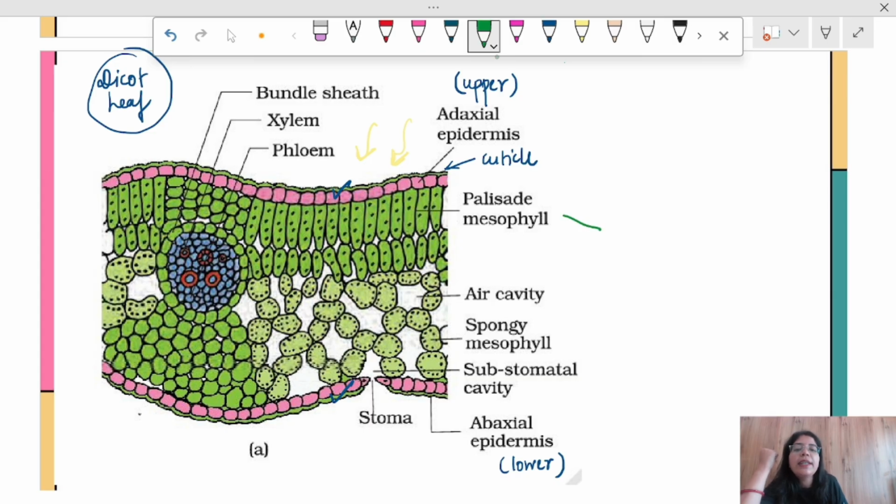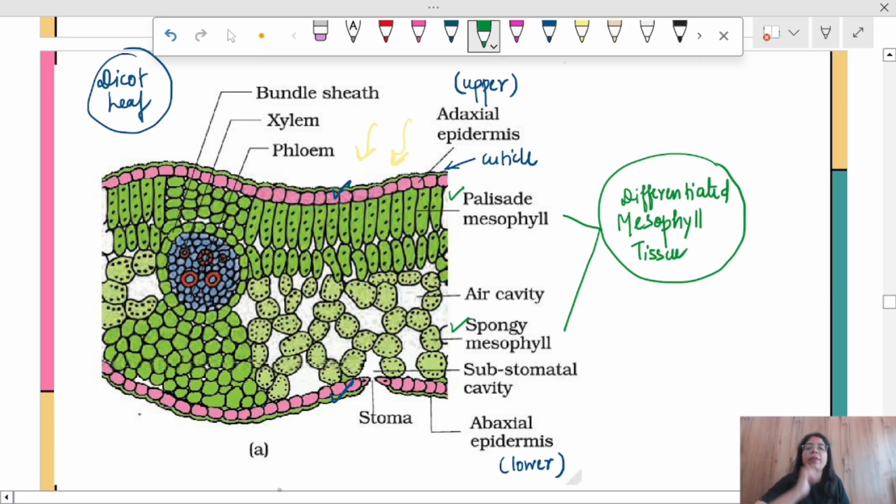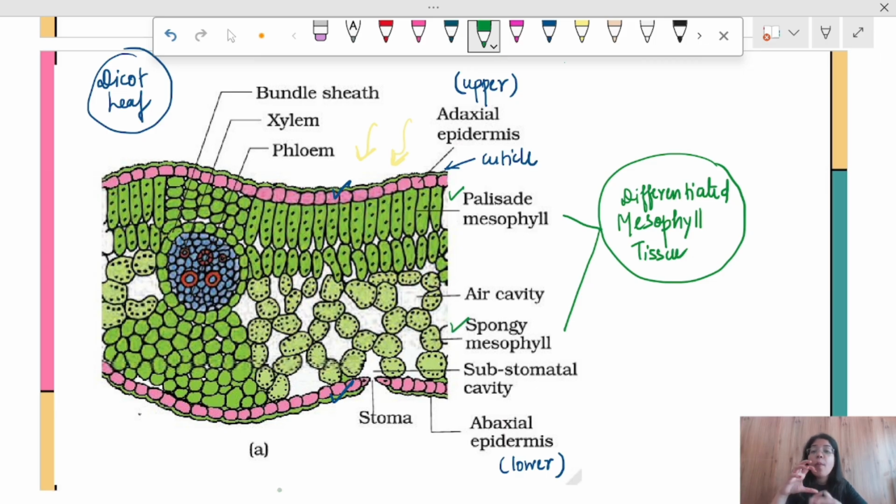So mesophyll is here differentiated into palisade mesophyll and spongy mesophyll. You have mesophyll tissue which is differentiated into palisade mesophyll and spongy mesophyll. Can you see the palisade mesophylls? They are elongated, compactly arranged, with more chloroplasts, more green in color. And spongy mesophyll, can you see? They have some air cavities also. They don't have that much chlorophyll as well.